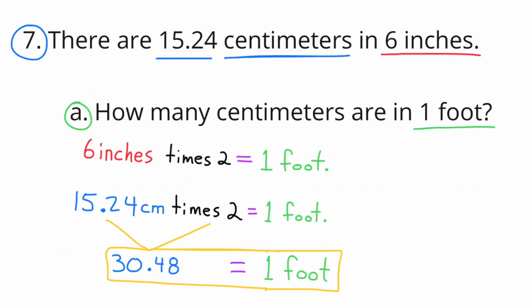Number 7. There are 15 and 24/100 centimeters in 6 inches. A. How many centimeters are in 1 foot? Well, 6 inches times 2 equals 1 foot. So 15 and 24/100 centimeters times 2 is going to equal 1 foot. So there are 30 and 48/100 centimeters in 1 foot. That's just less than 30.5 centimeters in 1 foot.